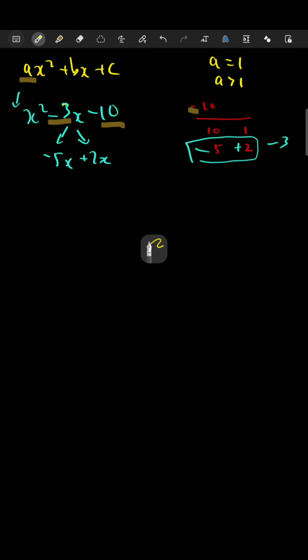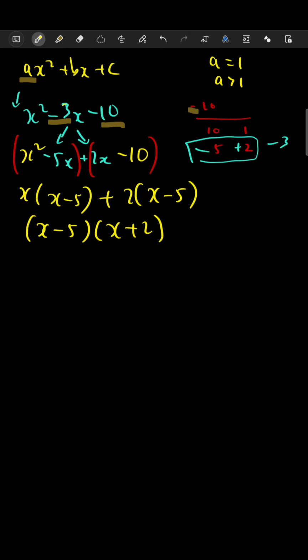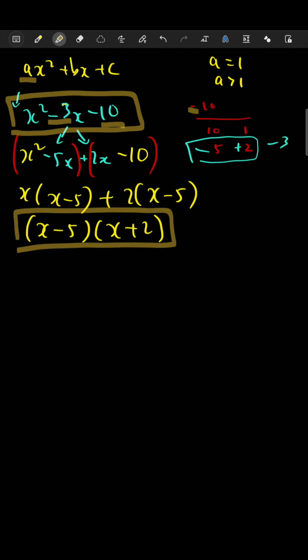We are going to bring down this value in front and this one, put them in brackets and simplify. You can factor out x to get x minus 5. And from the second bracket, we can factor out 2 to get x minus 5. The common term is x minus 5, and we have x plus 2. And there it is. We have factored the equation: x squared minus 3x minus 10 will become x minus 5, x plus 2.